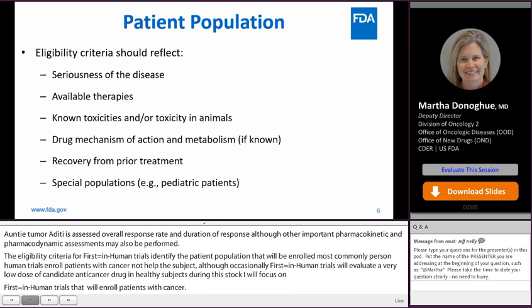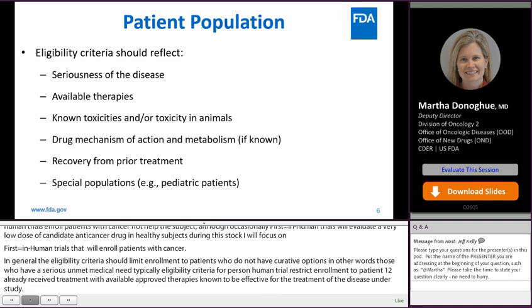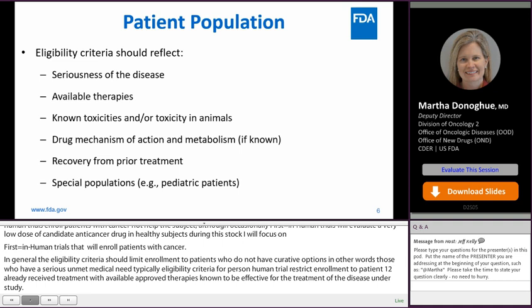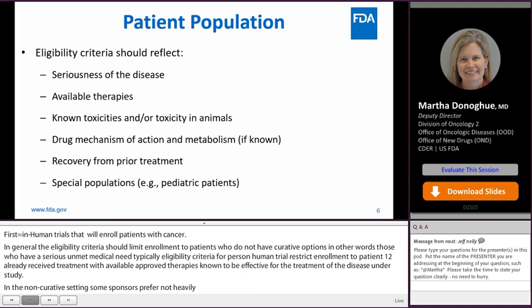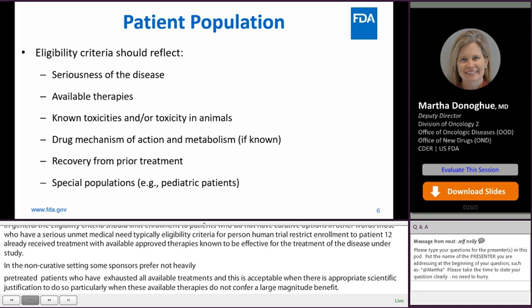In the non-curative setting, some sponsors prefer not to enroll heavily pretreated patients who have exhausted all available treatments, and this is acceptable when there is appropriate scientific justification to do so, particularly when these available therapies do not confer a large magnitude of benefit. In these cases, we ask companies to include information in the informed consent document that by enrolling on the study, they may be foregoing available therapy with a proven benefit.